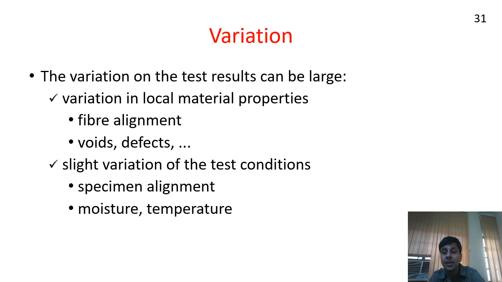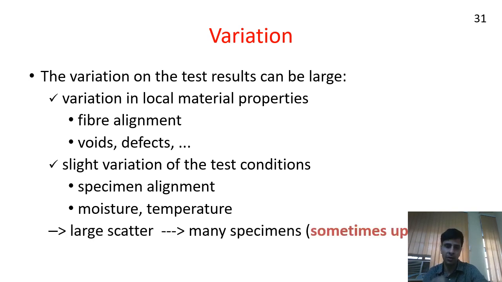Let's say you did not align your 0 degree sample to the loading, there was a slight misalignment, or there was moisture or temperature during the test. Tests done in the winter versus tests done in the summer in a non-air conditioned lab will be different for composites. So there will be a lot of variation and you have to be careful about it. So there is a large scatter and many specimens, sometimes up to 20. So behind my photo there should be the number 20.